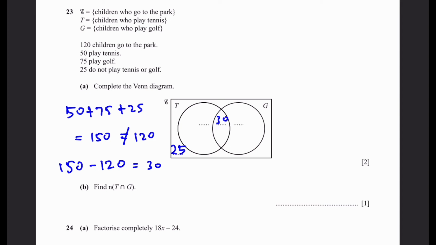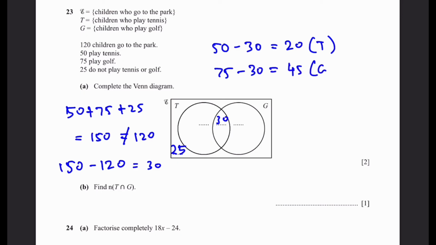That's right there. And now we just subtract 30 from each of these. 50 minus 30 equals 20 inside T. And then 75 minus 30 is equal to 45 inside G. So let's just write these values down. And now we finish the Venn diagram. Part B, find the number of T intersection G. So we need to find the number of children who played both tennis and golf. T intersection G, the intersection's right here, and the number is 30. Therefore, the answer is 30.